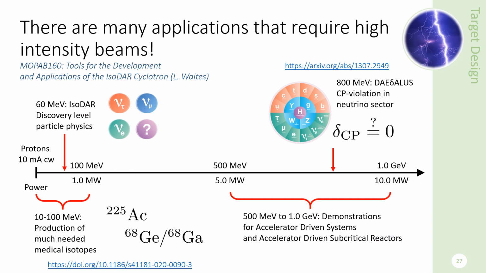Before I conclude, I would like to point out that there are many more applications for high current cyclotrons like this. One of them being, for example, the production of medical isotopes. Another one, if you add another cyclotron to the chain that boosts the beam to 800 MeV, would be CP violation in the neutrino sector, or demonstrations for accelerator-driven systems and accelerator-driven subcritical reactors. And we do have another poster on these further applications presented by Lloyd Waits.